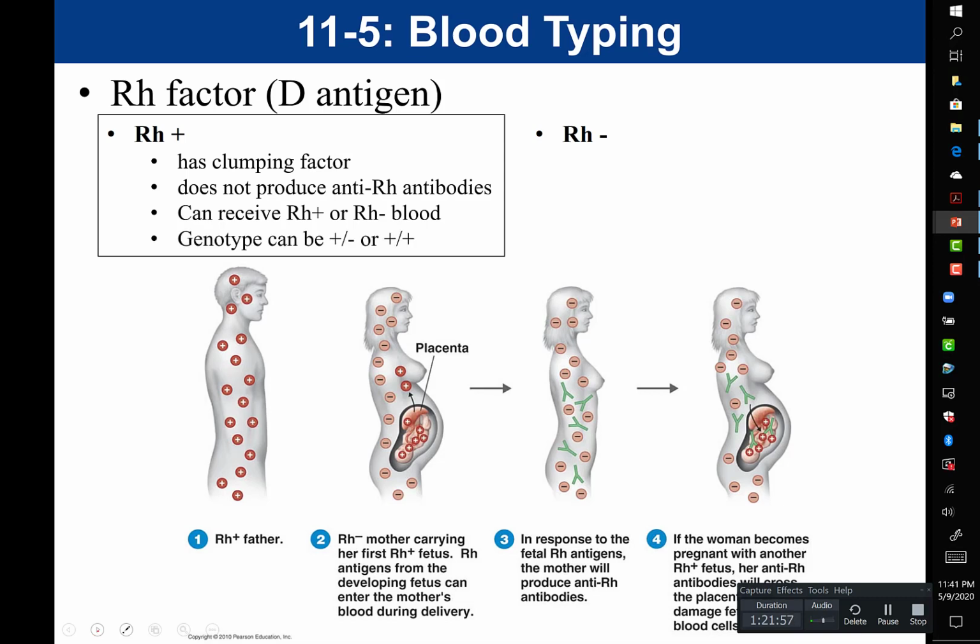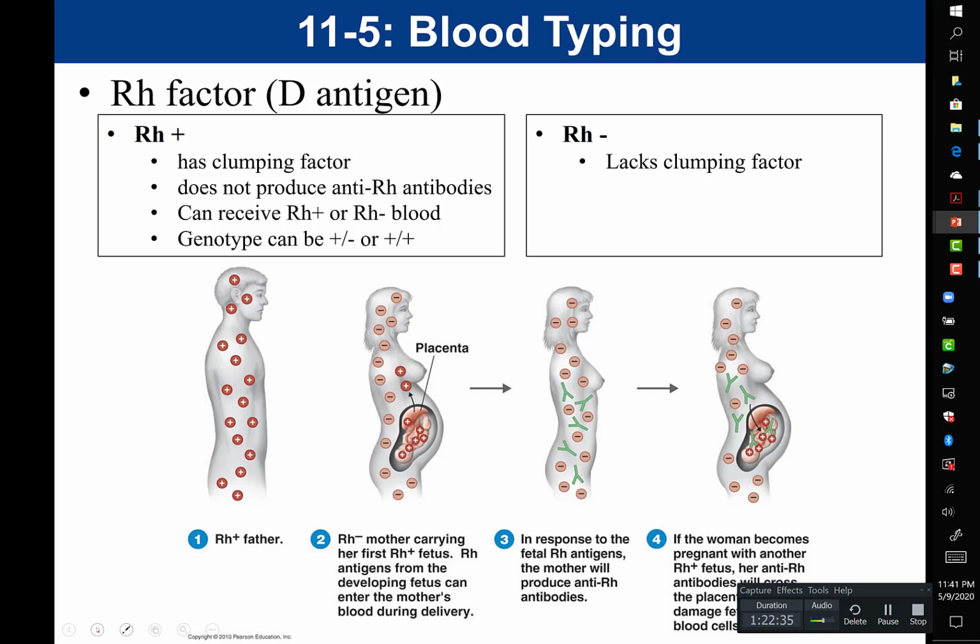In terms of your genotype, meaning the genes that you get from your parents, genotype can be heterozygous, meaning that you have a plus and a minus. So one allele is Rh positive, one allele is Rh negative, but your phenotype would be that you are Rh positive because you are producing the D antigen. Or you could be homozygous for the Rh positive allele. So you could be positive positive, and that would also make you Rh positive because you would produce that D antigen. Let's talk about Rh negative.